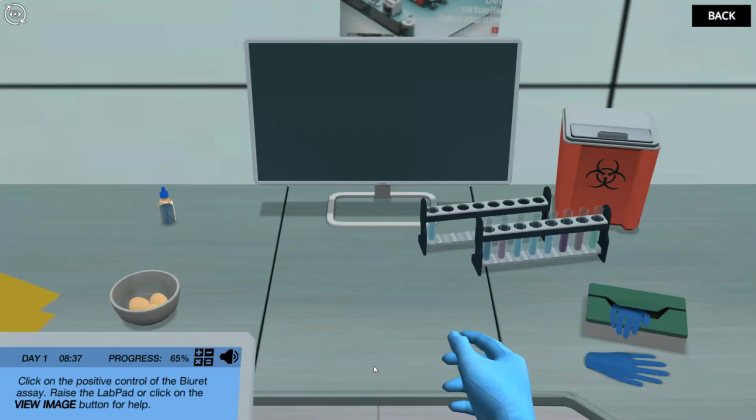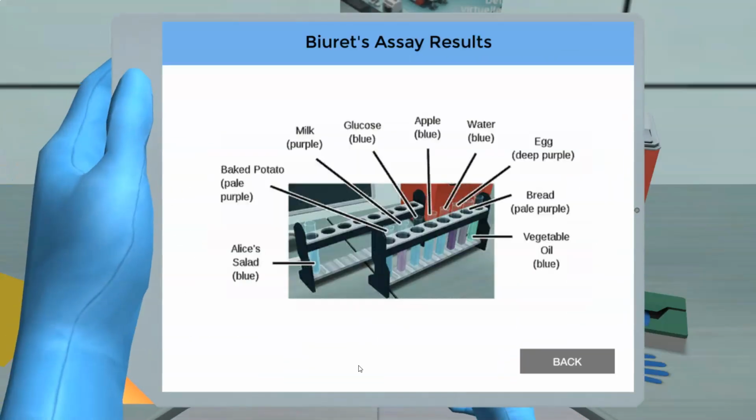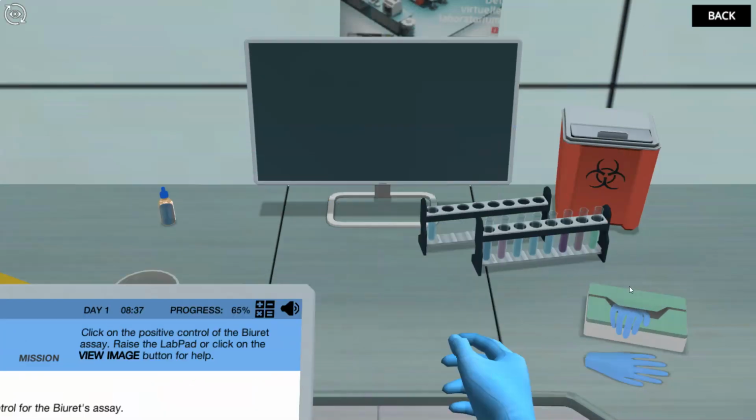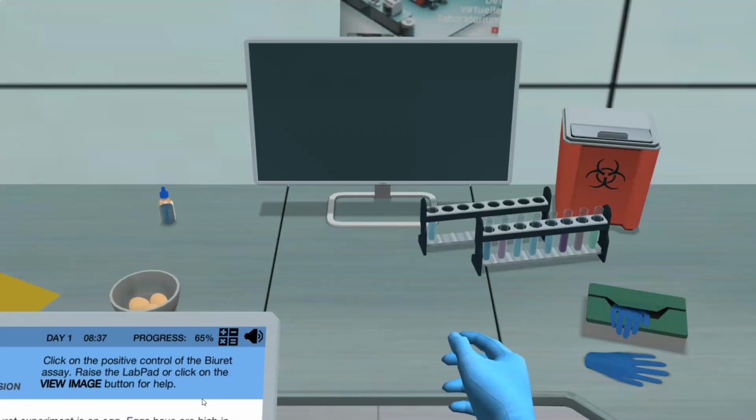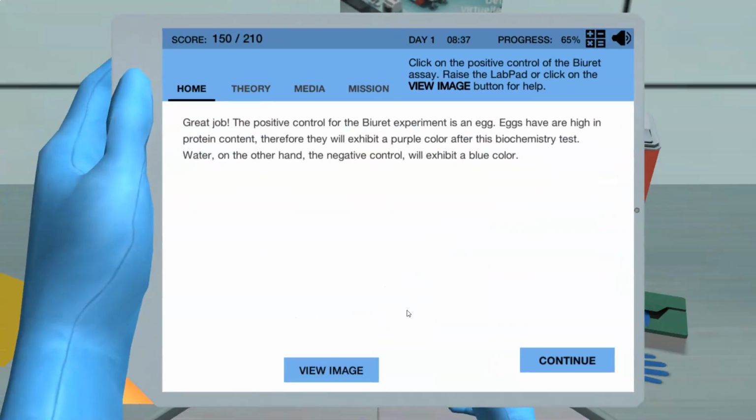Click on the positive control of the biuret assay. Raise the lab pad or click on the View Image button for help. Click on the lab pad for more information. Great job! The positive control for the biuret experiment is an egg. Eggs are high in protein content, therefore they will exhibit a purple color after this biochemistry test. Water, on the other hand, the negative control, will exhibit a blue color.